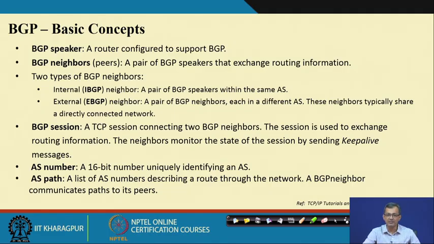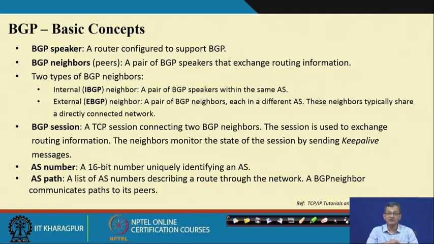There is an AS number for any autonomous system, which is a 16-bit number uniquely defining a particular autonomous system. So, you can see that with 16 bits, 2 to the power 16 ASs are possible. That is quite a large number, considering that the ASs have several routers and several networks inside.